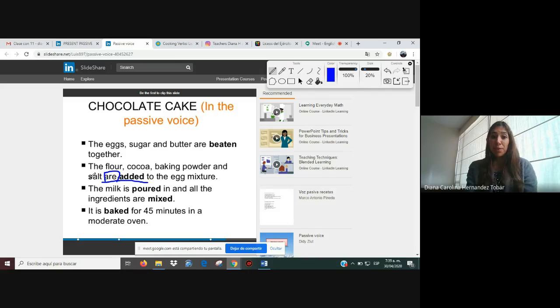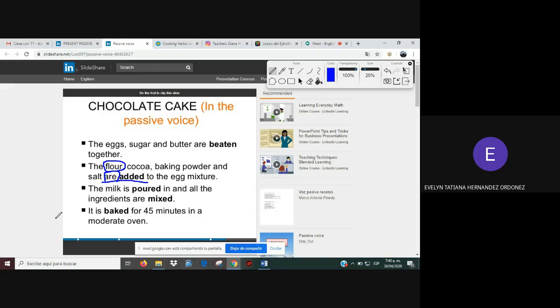Okay, in terms of pronunciation, just to take it into account, flour, like the plant, it's the same pronunciation. All right, Evelyn, could you please read the other one? The milk is poured in, all the ingredients are mixed.